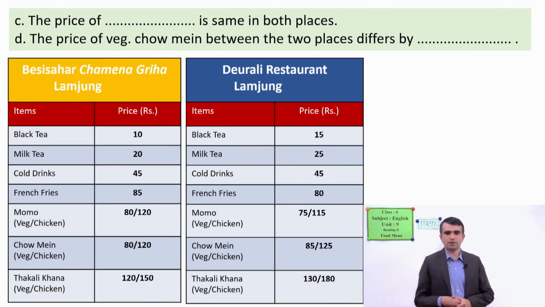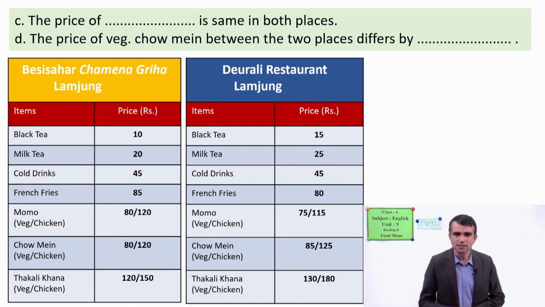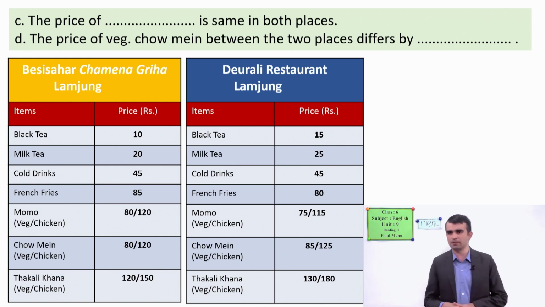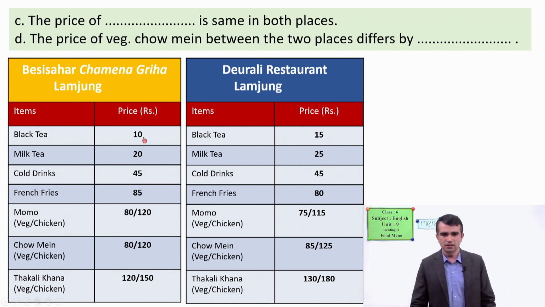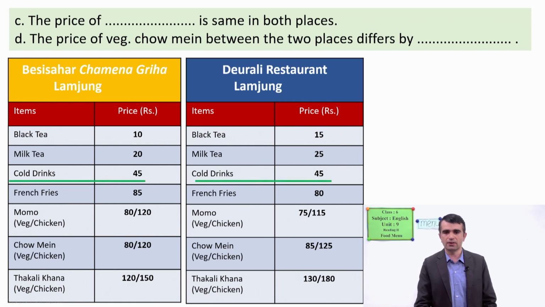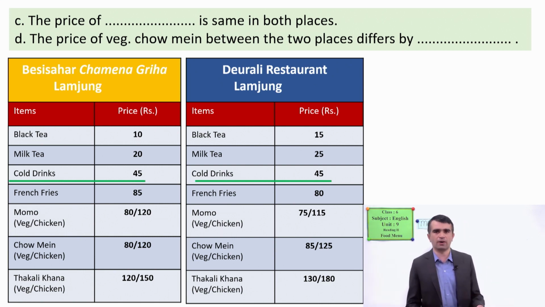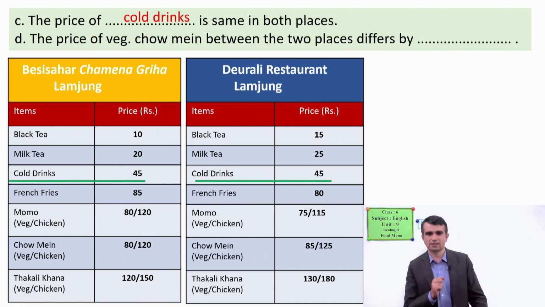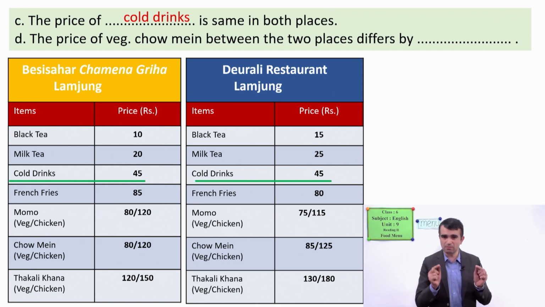Well, now next one. Number C. The price of something is the same in both places. What has a similar price in two places? You can see 10, 15, 20, 25, 45, 45. Where is the answer? Okay, here 45, 45. What costs 45? Cold drinks. So the price of cold drinks, isn't it? Yes. The price of cold drinks is the same in both places.